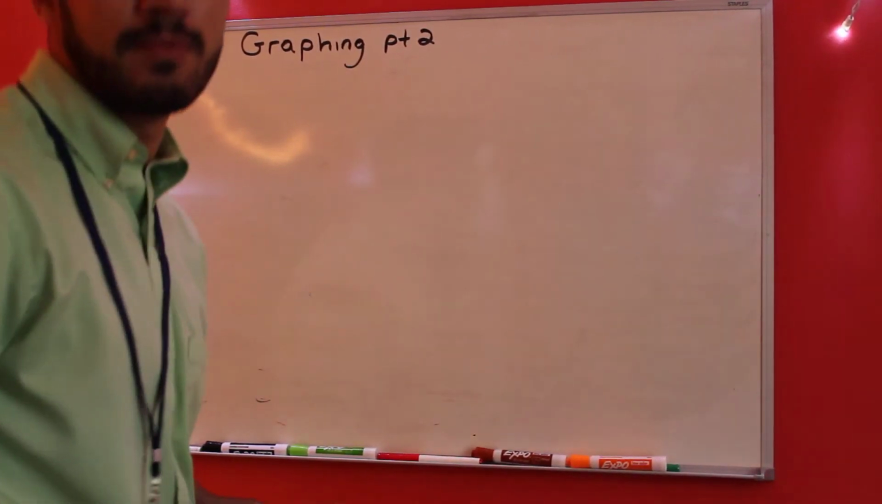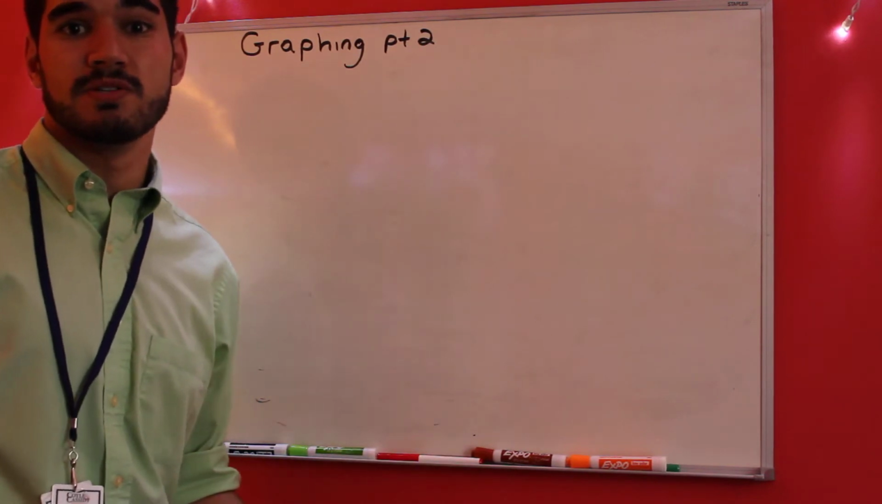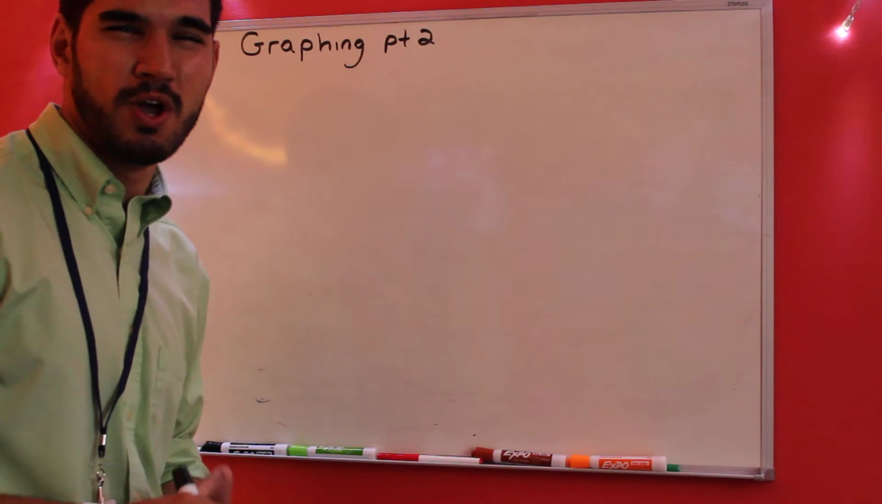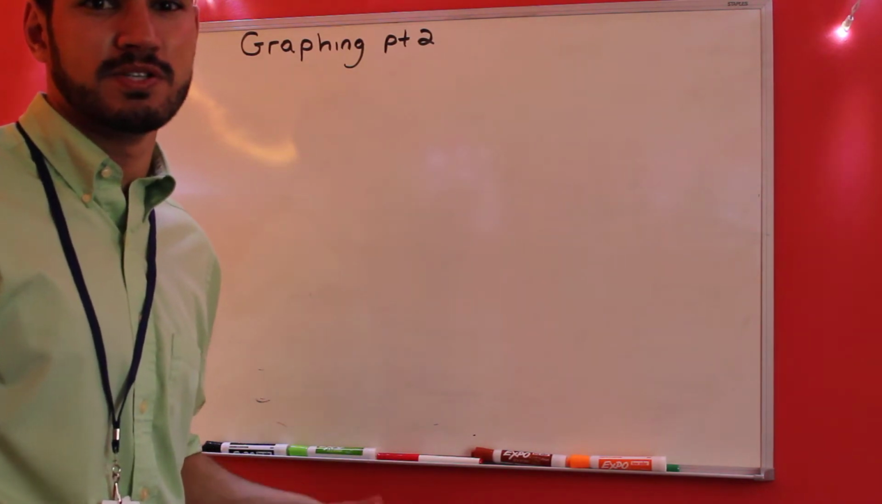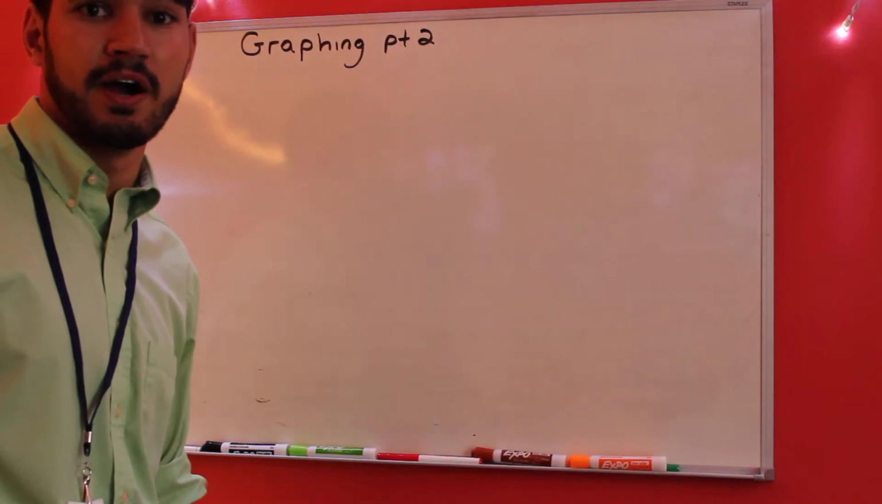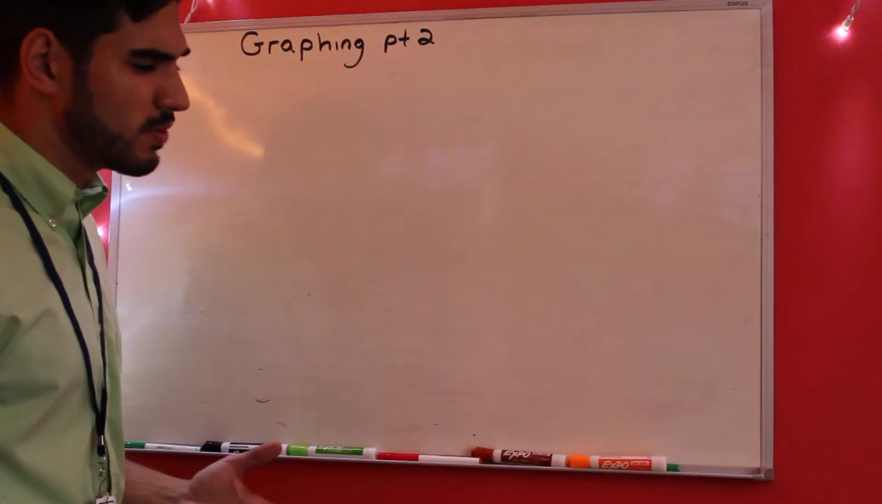Alright, welcome back. So now I'm going to go into graphing part 2. In the first video I sent you, we went over slope and various ideas, like what our independent and dependent variables are and how they're reflected on an axis or on a graph. But we also have trends.